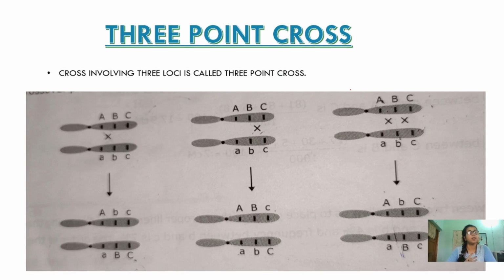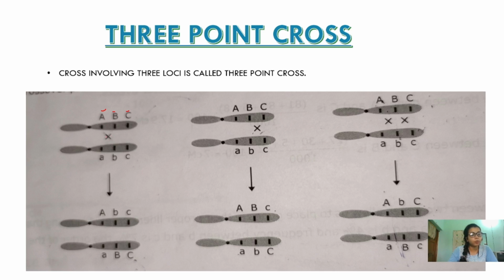Now coming to the 3-point cross. In this 3-point cross, you will understand three things. First is single crossover 1, single crossover 2, and double crossover. What is 3-point cross? Cross involving three loci. Here you can see three loci are present, that is A, B and C, and this is known as 3-point crossover. First you will understand what is single crossover 1. If the crossover takes place in the first place, that is between A and B, then this is known as single crossover 1.